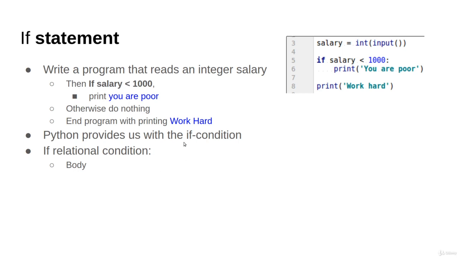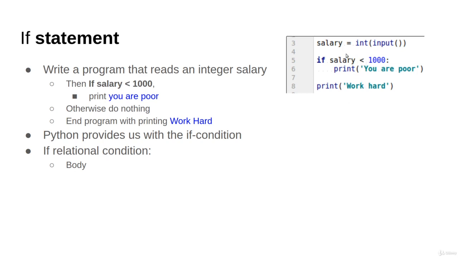The syntax is as follows: you write if, then some relational condition that should be true or false, and then you have a body for this if condition. Here is the code for that. Line 3 just reads an integer for a salary, and then line 5 is using an if statement. It says if salary is less than 1000. Salary less than 1000 is what we call a relational condition, as we learned.